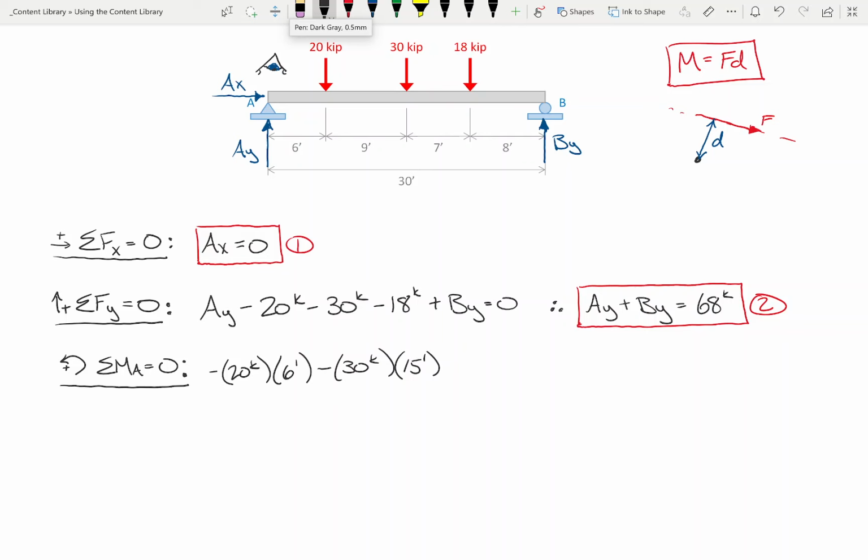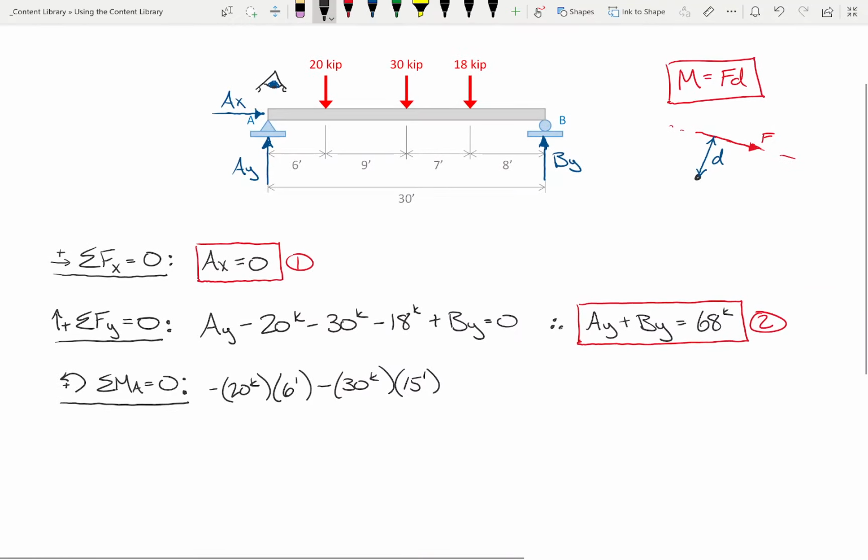Does that make sense? So, tell me what to write for the 18. What am I going to do? Negative 18 kips times 22 feet. So what do I do for the BY? Does the BY generate moment? And so what do I do? Plus BY times 30 feet.